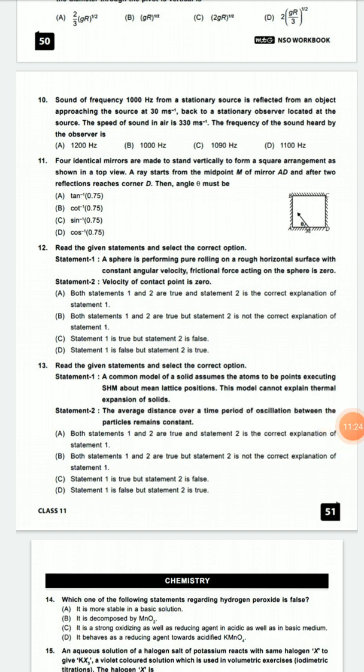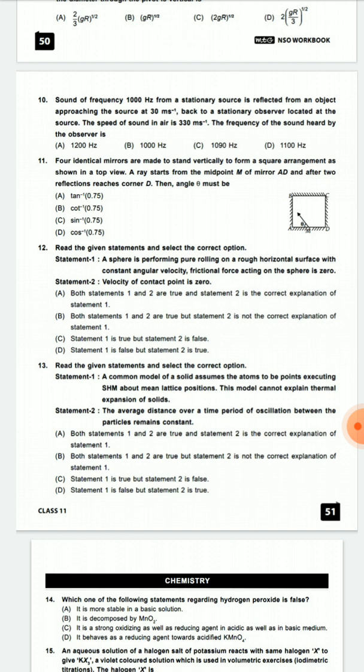Read the given statements and select the correct option. Statement 1: A common model of solid assumes atoms to be points executing SHM about the mean lattice position. This model cannot explain thermal expansion of solid. Statement 2: The average distance over a time period of oscillation between the particles remains constant.